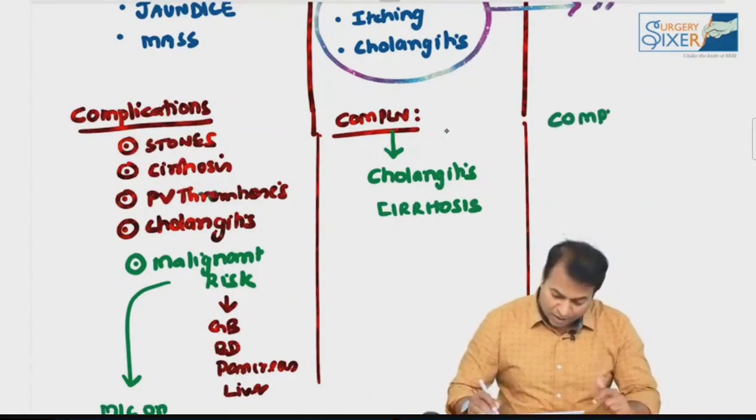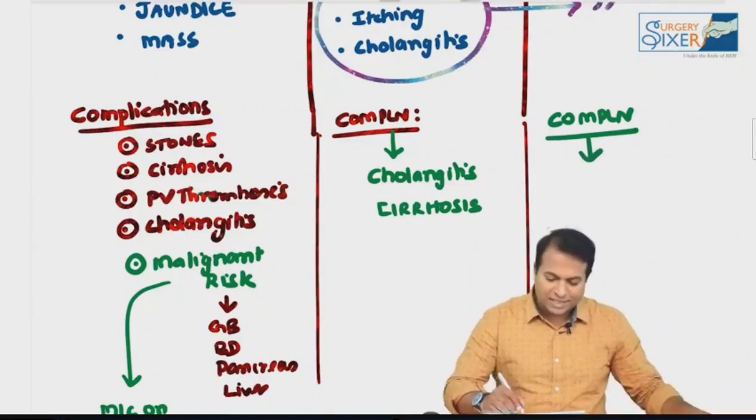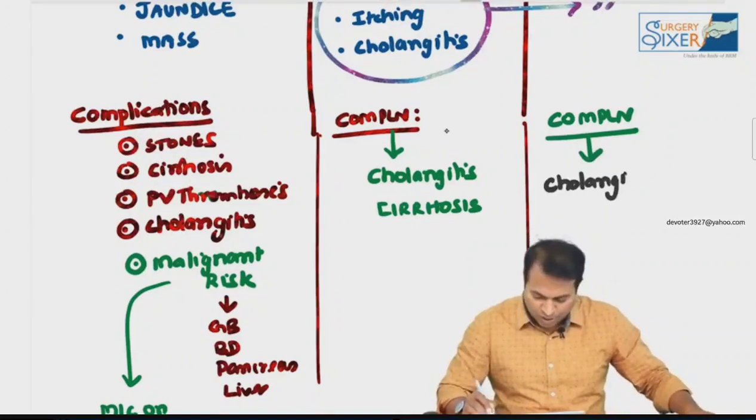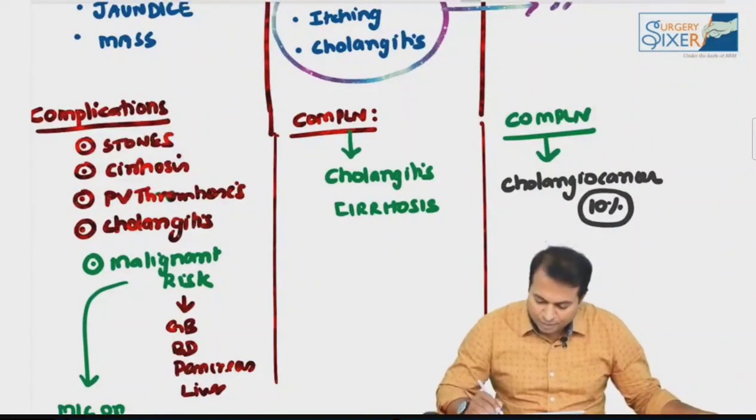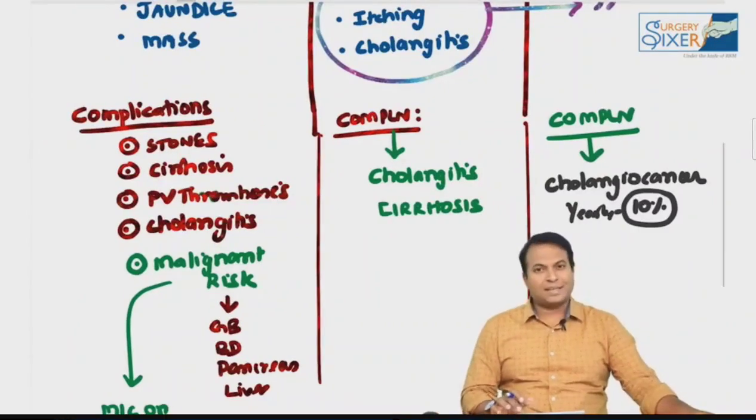And what is the complication of primary sclerosing cholangitis? A very, very dangerous complication in primary sclerosing cholangitis is known as cholangiocarcinoma. So 10% of these patients will develop cholangiocarcinoma every year. Yearly 10% of them will develop cholangiocarcinoma in primary sclerosing cholangitis.